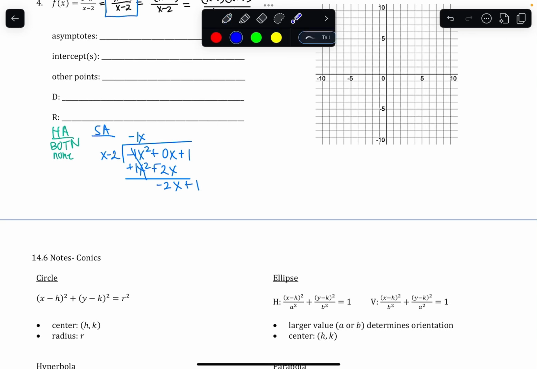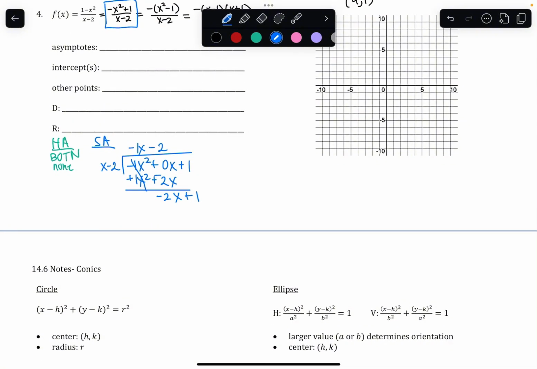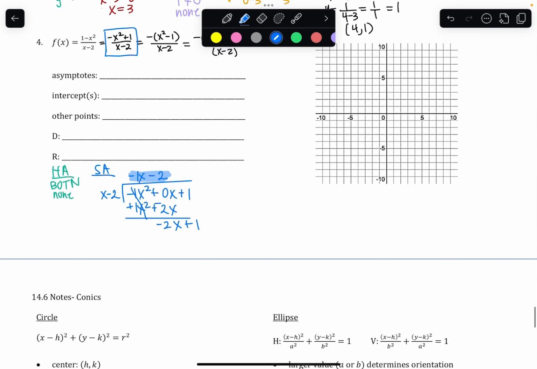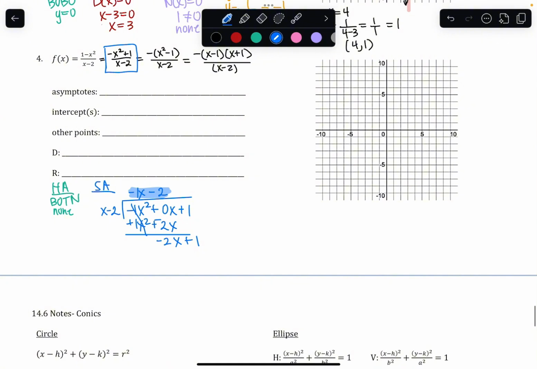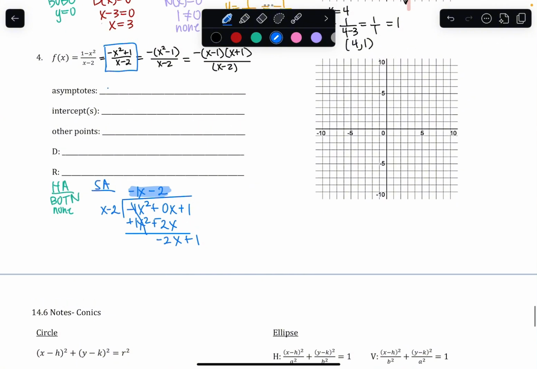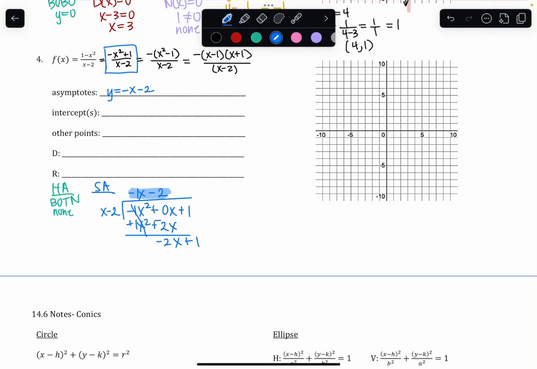And so next, negative 2x divided by x is negative 2. And that's as far as you have to go. You don't care about the remainder. You just care about this equation, the slope and the y-intercept, which is negative 1x minus 2. And so we have a slant asymptote at y equals negative 1x, and you can just write negative x minus 2.